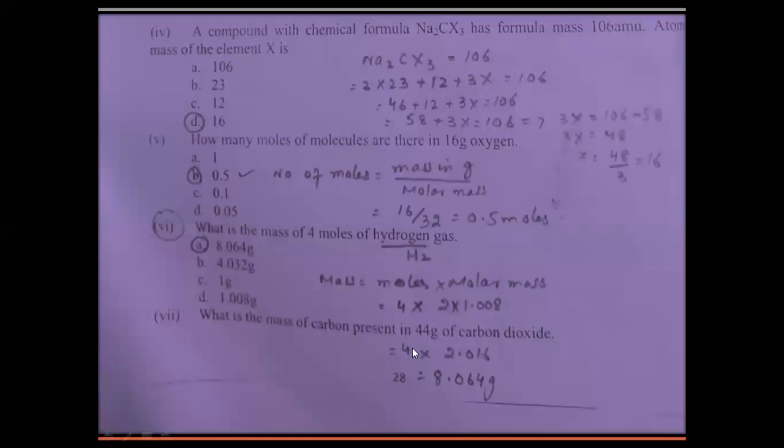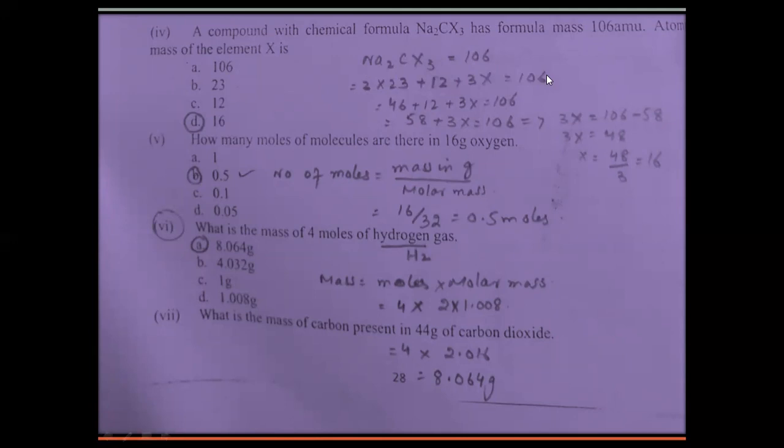Number 6, a compound with the chemical formula Na2CX3. The formula mass of this compound is 106 AMU. We have to find the atomic mass of element X. You can see X3, so we have to find the atomic mass of this X. This is just simple mathematics. Na2CX3 mass given is 106. So how many atoms of sodium are there? 2. And the atomic mass of sodium is 23, plus the atomic mass of carbon 12, plus we write 3x because we don't know which element this is. We have to find out.